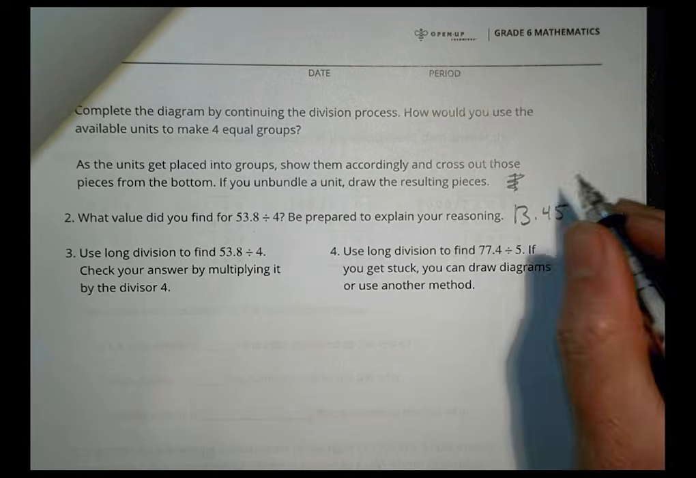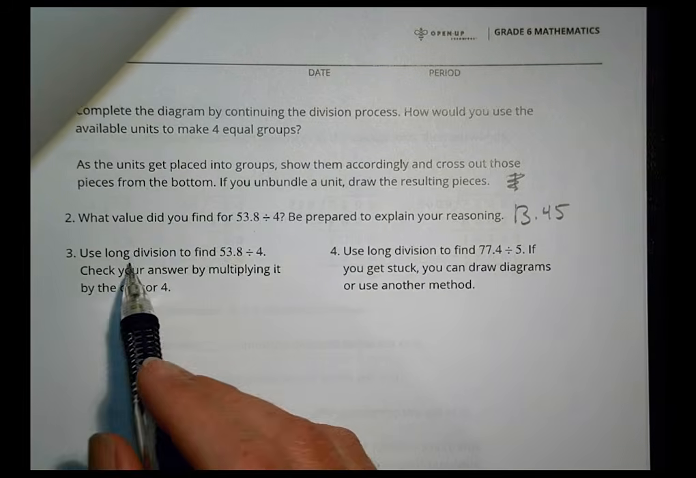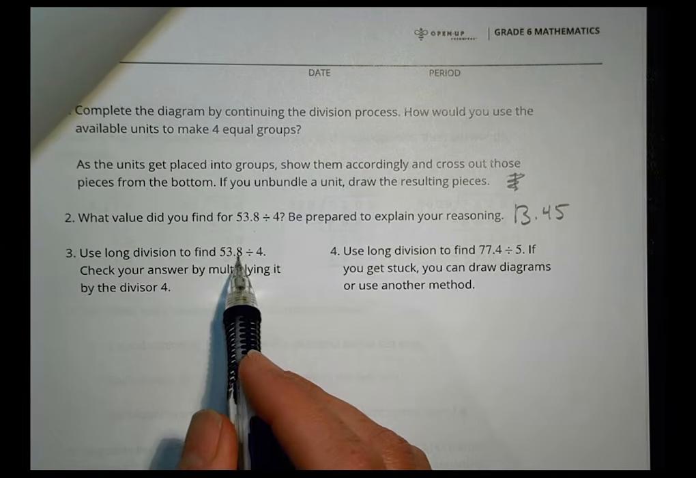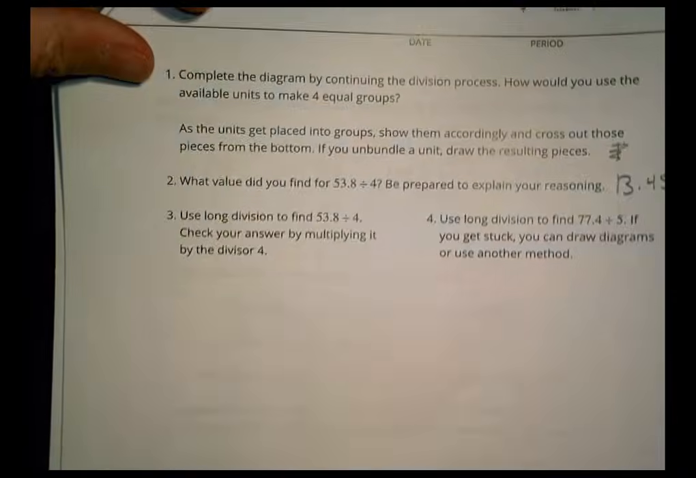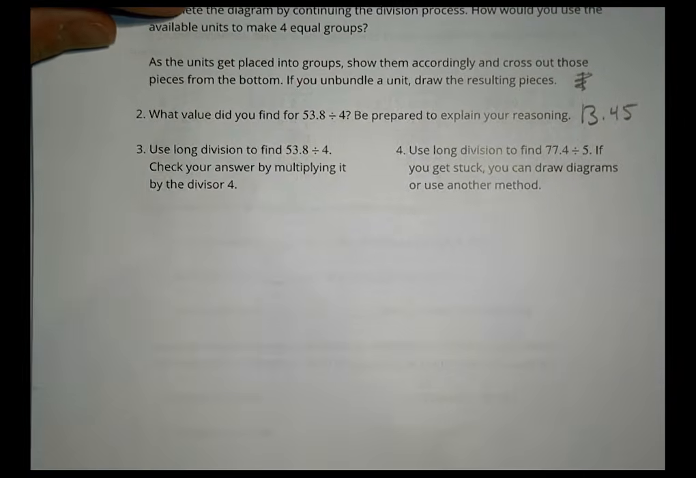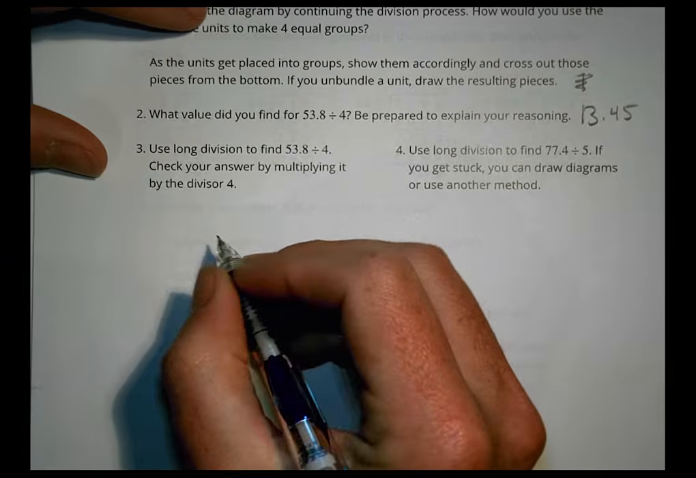13.45. Okay. Use long division to find 53.8 divided by 4. Okay, so we did it with a picture way. Now let's use long division, and we're going to verify that that's correct. So we can do that.